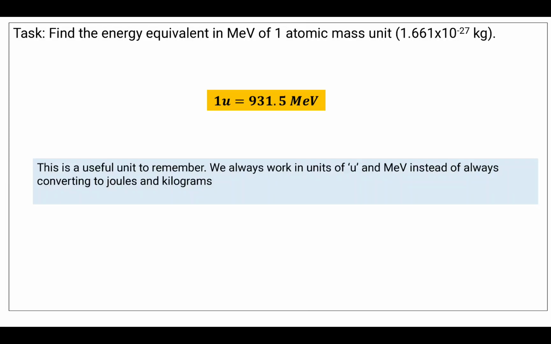So it's a useful unit to remember. We always work in units of u and MeV instead of always converting to joules and kilograms. That is on the data sheet, all right, if you want to find it. So 1 u is 931.5 MeV.